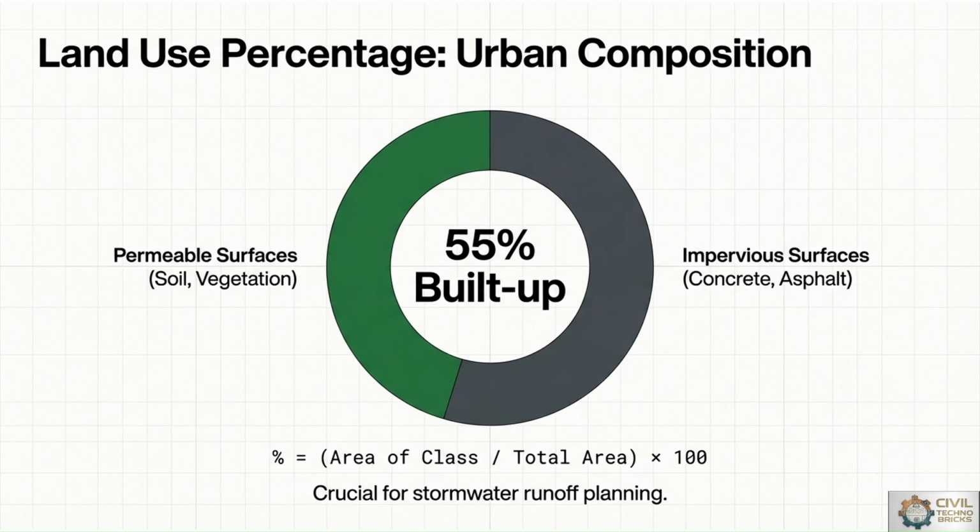With that point of view, we can check the land use percentage or the urban composition. Most of the surfaces are soil and vegetation covered, and some surfaces are impervious, like concrete, asphalt, or any type of built-up housing. So we check the percentage by the area of each class, or the society that is consuming the area out of the 100%.